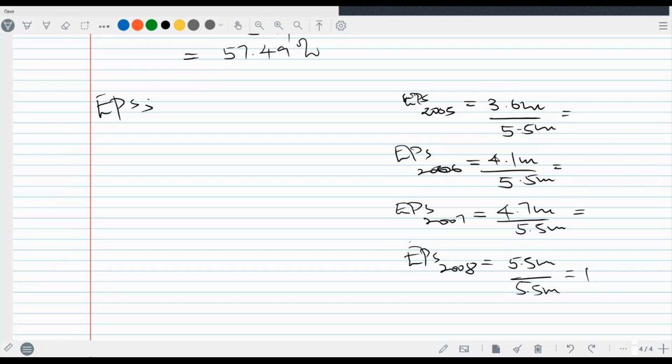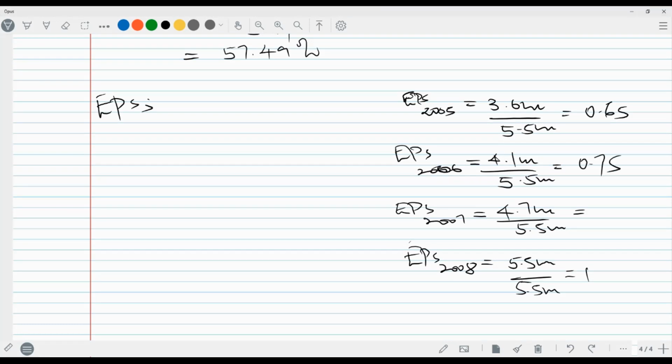2005, what do you get for earnings per share? 0.65. 2006, 0.75. 2007, 0.85. Okay, therefore, the growth in the earnings per share.